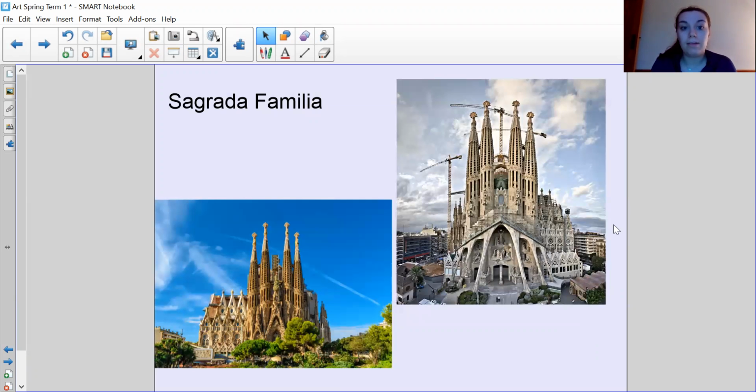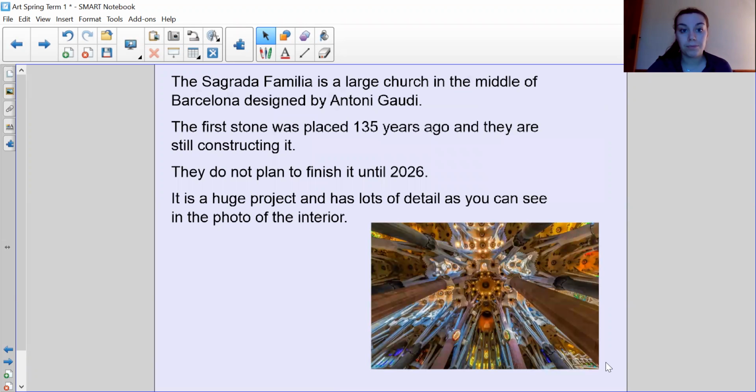This is called the Sagrada Familia, and it is in Barcelona, and it is a church that Antoni Gaudi designed. It's absolutely beautiful. It's got these long turrets and these star shapes at the top, and it's huge. The Sagrada Familia is a large church in the middle of Barcelona designed by Antoni Gaudi. The first stone was placed 135 years ago, and they are still constructing it. So they're still trying to build it to this day.